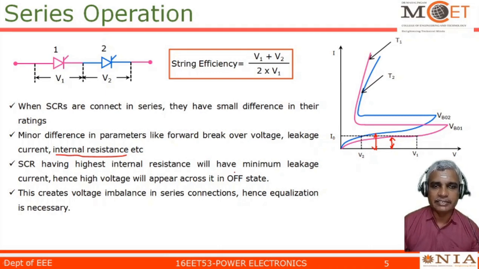SCRs having the highest internal resistance will have minimum leakage current, and hence high voltage will appear across them during the off state. So this creates voltage imbalances in the series connection. Because of these minor differences in parameters, a voltage imbalance occurs across the SCRs during series operation. So we need some sort of equalization network in order to balance these voltage imbalances. That is the main important concept in the series operation of SCRs.